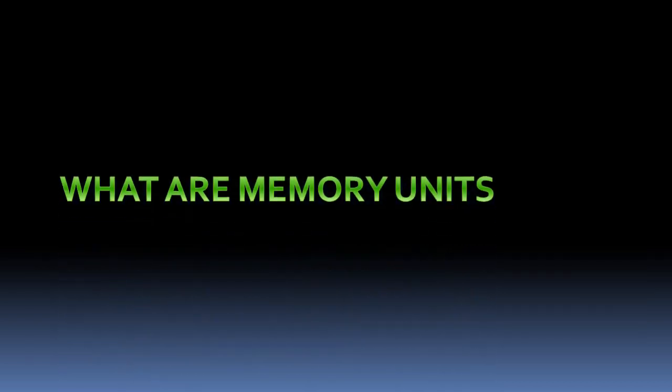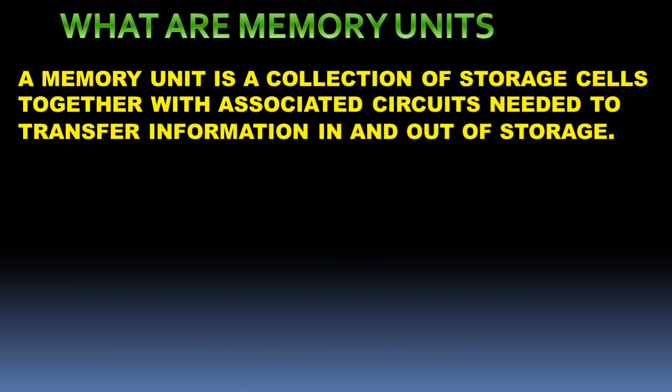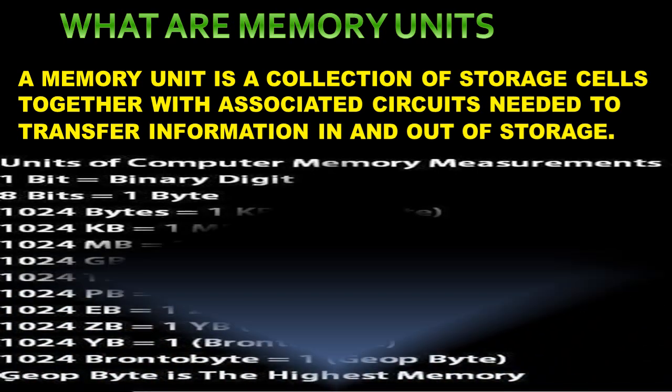Now the next one is, what are memory units? A memory unit is a collection of storage cells together with associated circuits needed to transfer information in and out of storage. Like we remember people by their names and books by their labels, similarly, computers remember data in the form of memory units. Memory units are of the following types. First one is binary digit, second one is byte. Memory measurement table is as follows.